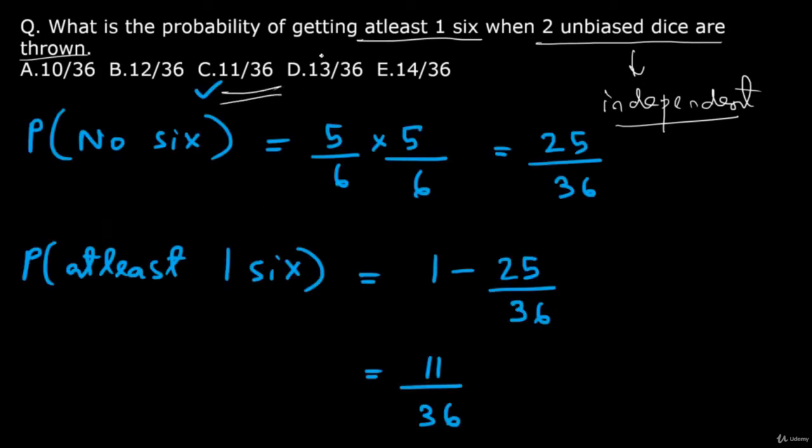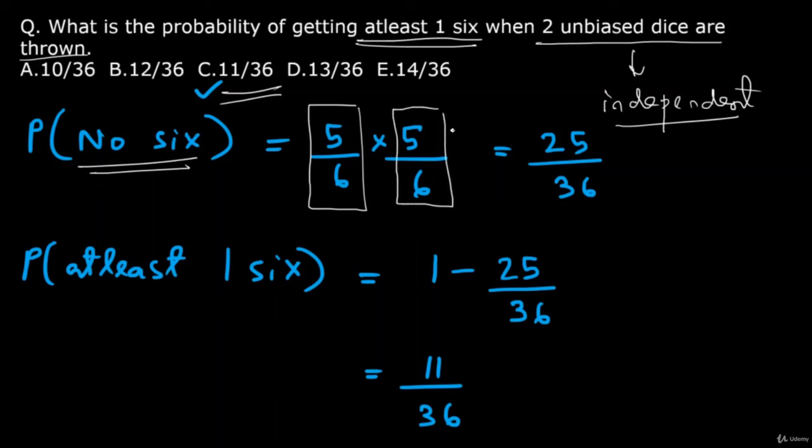Now you need to find the probability of getting at least one 6. The easy way is you find the probability of getting no 6 and then you do 1 minus that probability. So when you get no 6, for the first die you can have 5 favorable events out of 6. So that's a probability of 5 by 6. Similarly, 5 by 6 is the probability for the second die as well. Therefore, the probability to get no 6 when two dice are thrown is 5 by 6 into 5 by 6, which is 25 by 36. Now, the probability to get at least one 6 is 1 minus 25 by 36, which is 11 by 36, and that gives you answer option C.